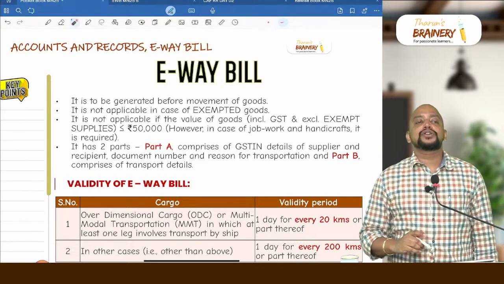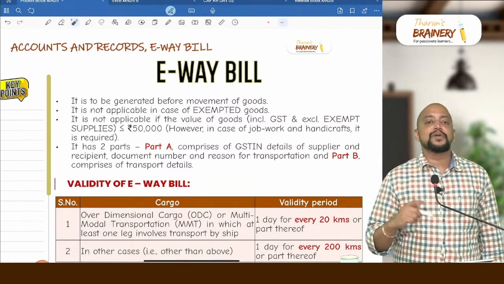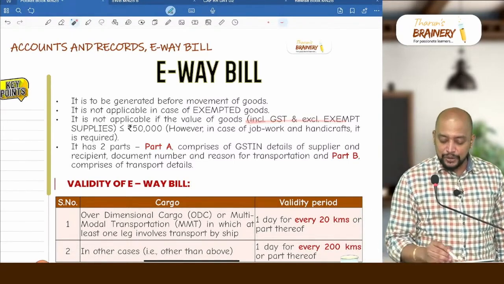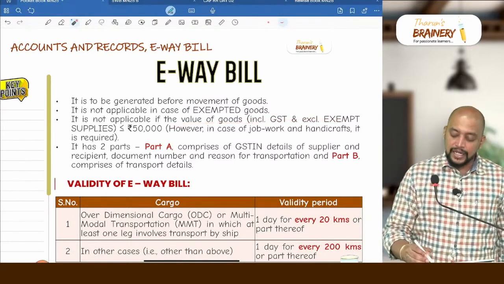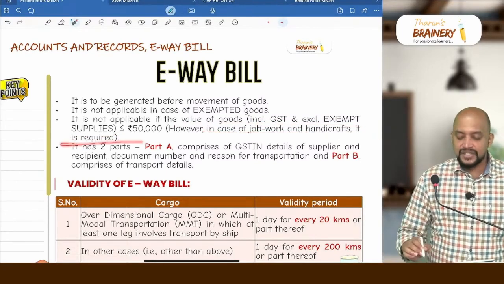So this is an exception to section 15(2)(a). As per 15(2)(a), all taxes, duties and cess by whatever name called are excluded from the value, but in this case GST is to be included while computing the value of the goods, including GST and excluding exempted supplies. However, in case of job work and handicrafts, it is required.